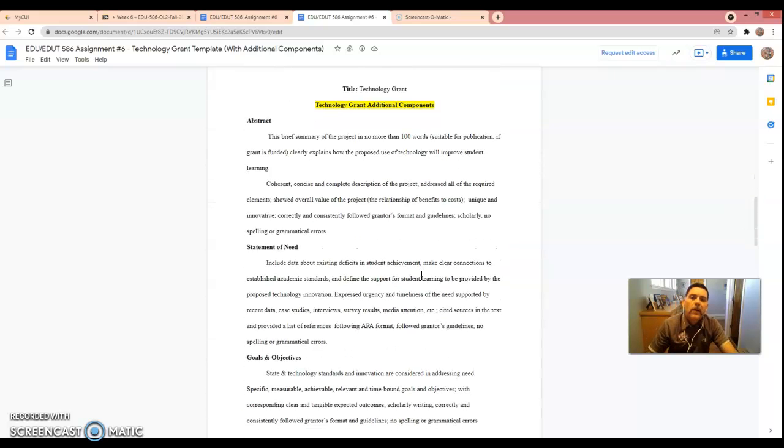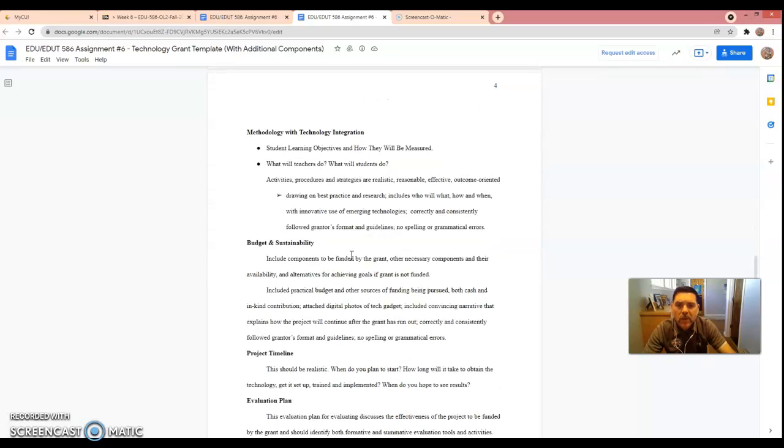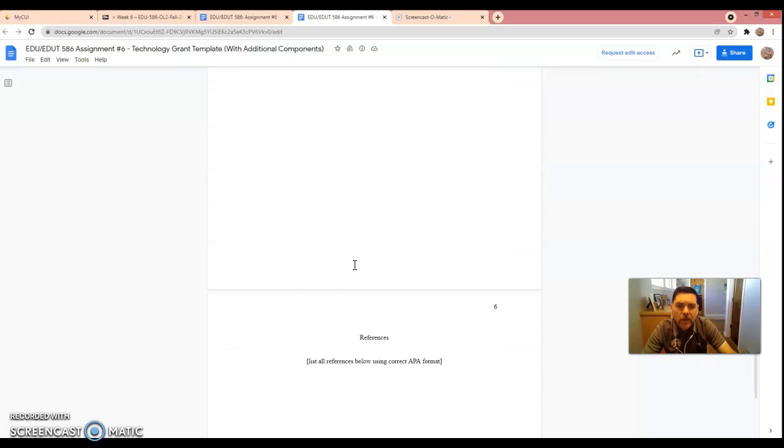So the very first and foremost thing you're going to do is create an abstract. Okay, so an abstract is very clear and very concise in terms of what the objective is, what you look to accomplish by writing this grant, etc. And then you're going to talk about the need, the goals and objectives, and then you can go straight down through there. Okay, please make sure that you are citing within APA format.